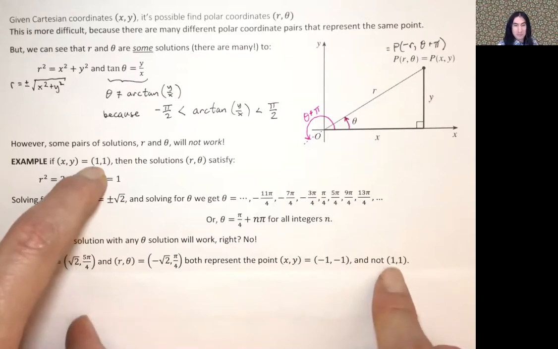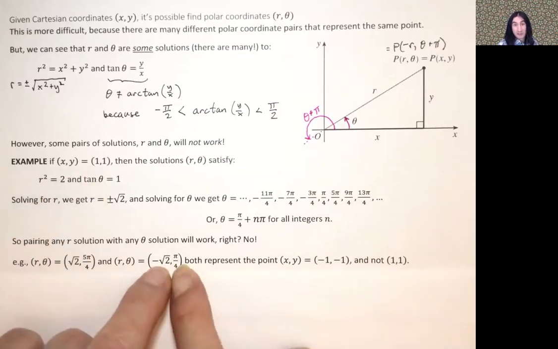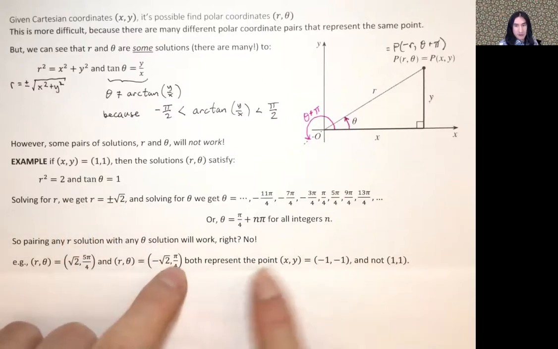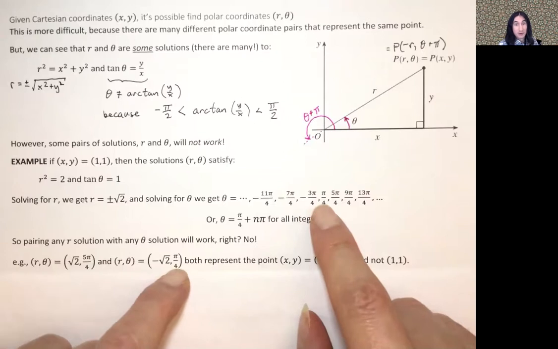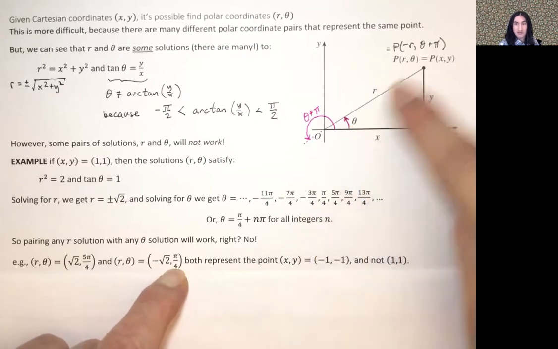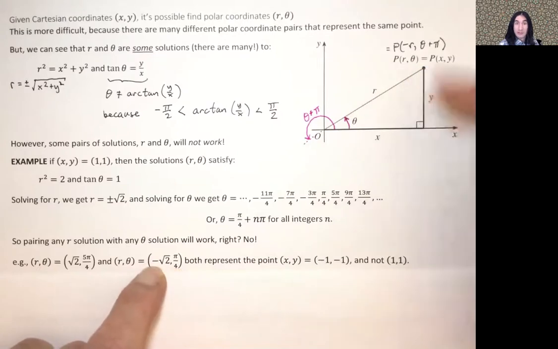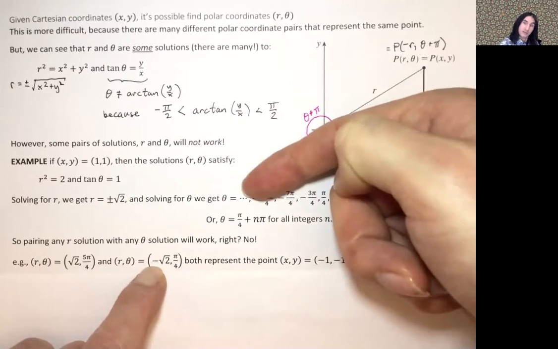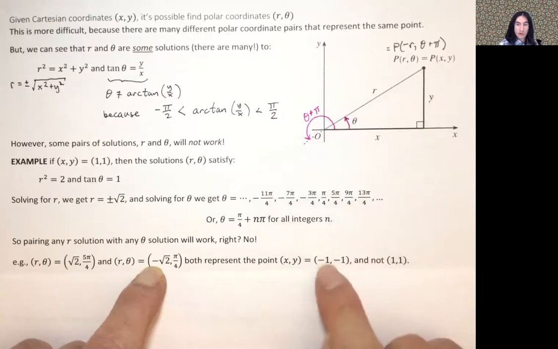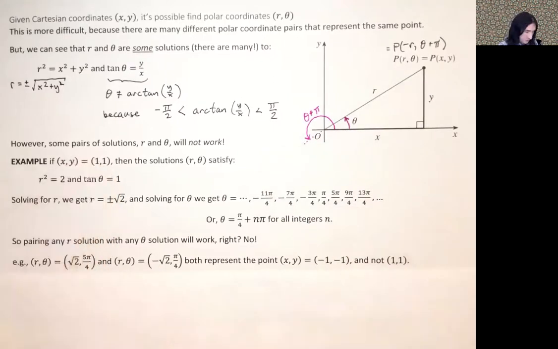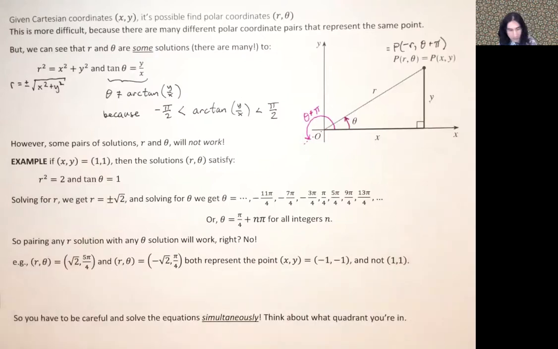Okay, that's a problem. In the same way, you could also get the wrong answer if you chose minus root 2 for your r value, but then happen to choose pi over 4. Pi over 4 would tell you to look at the first quadrant, but then minus root 2 would tell you to walk backwards root 2 units, again landing you in quadrant 3 at the point minus 1, minus 1, instead of 1, 1 where we wanted. Okay, so you have to be careful about what you're doing. You have to think about what quadrant you're in.